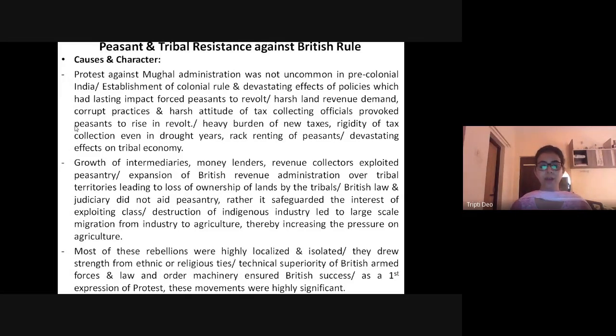Right. But because our topic of discussion is British rule, we will be talking about the tribal and peasant resistance against the British rule in specific. So protest against Mughal administration was not uncommon in pre-colonial India. One thing we should always remember is that not everything started with the British rule. There were resistances, there were continuities in the way people functioned from before the British rule also.